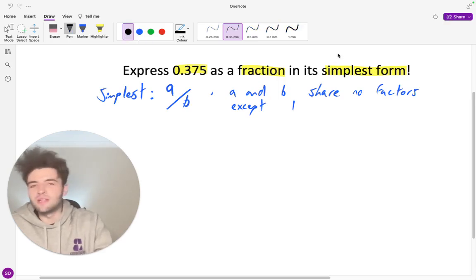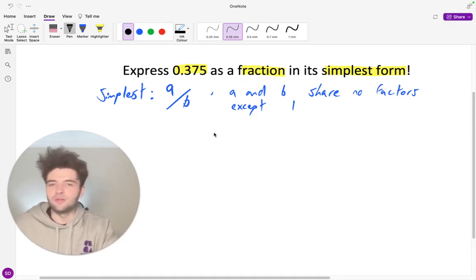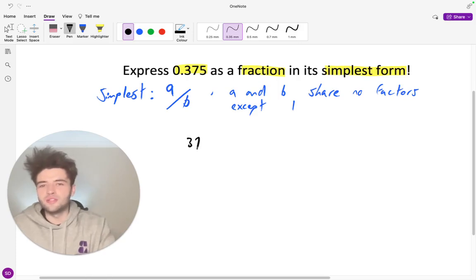So an example of this would be 2 over 3. 2 and 3 share no factors except 1, and that's basically the idea here. And so the way you can always do this, kind of a shortcut, is just plug 0.375 in your calculator and use the button to change the form into a fraction. But there's actually another process you can do this by that I think is good to know just to understand fractions a bit more deeply.